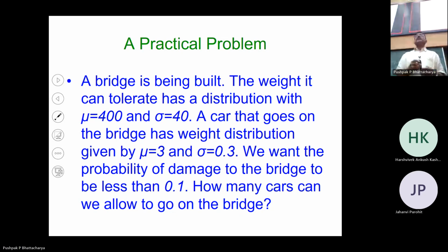Can somebody say? What is the difference between a variable and a random variable? Function. Okay, in simpler terms, I can't hear you. Uniform distribution.